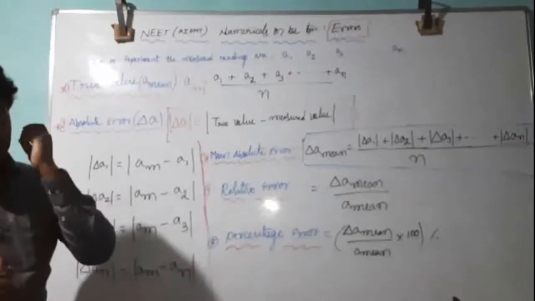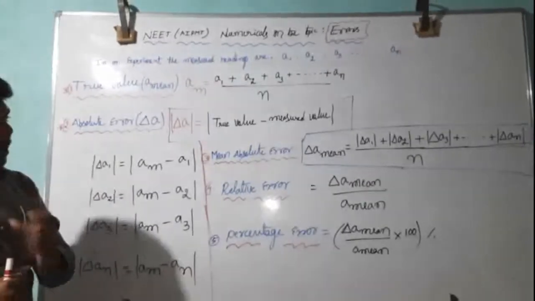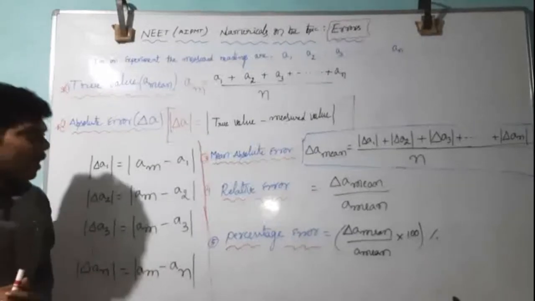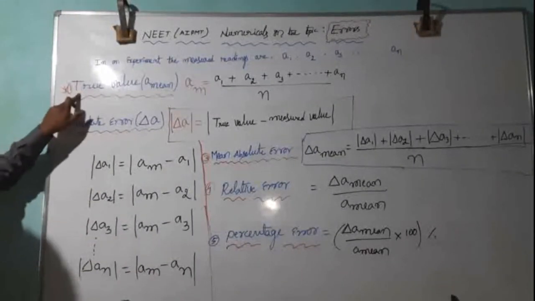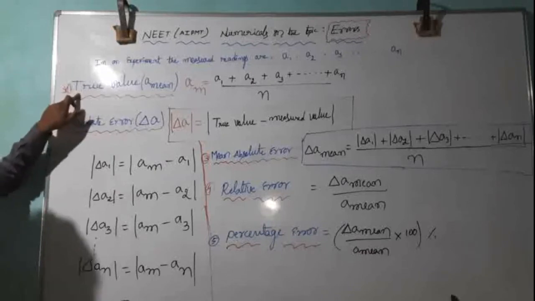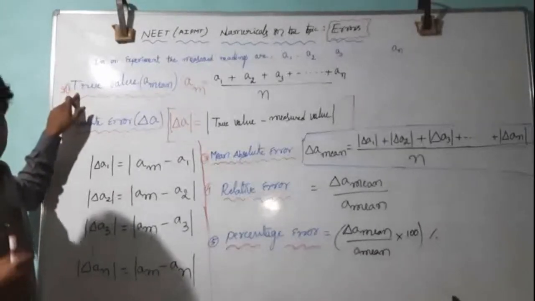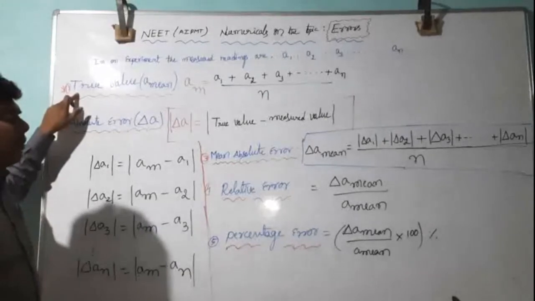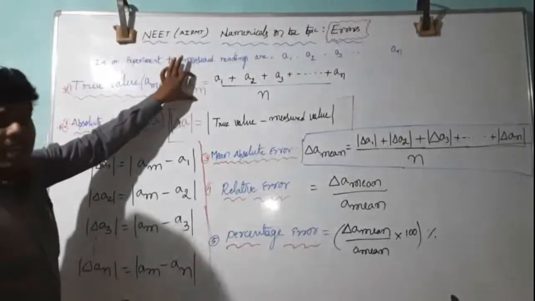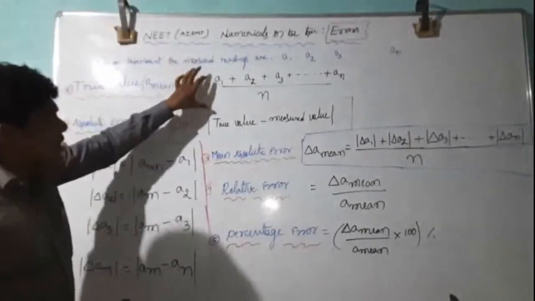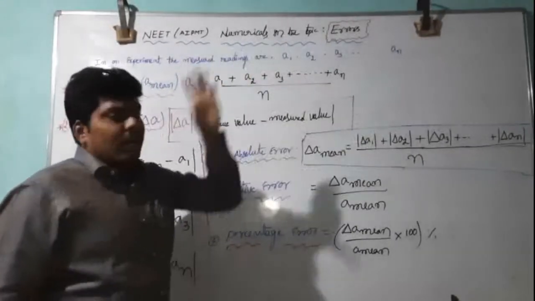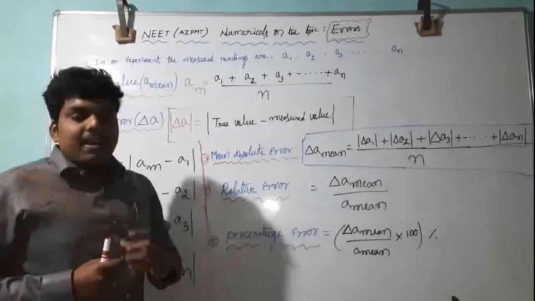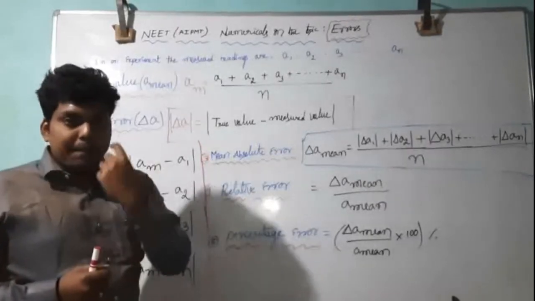How to determine that error? To determine the error in that physical quantity, we have to follow some formulas. The first one is true value. What is meant by true value? True value is nothing but a mean value only. How to find out the mean value? Mean is nothing but average only. We have to take the average of all the measured values. True value is nothing but the average value only.